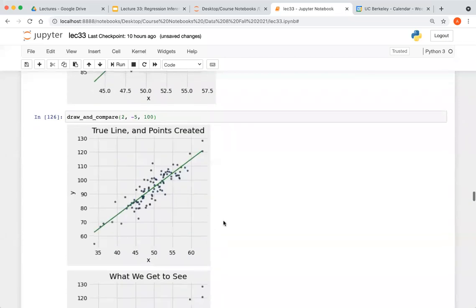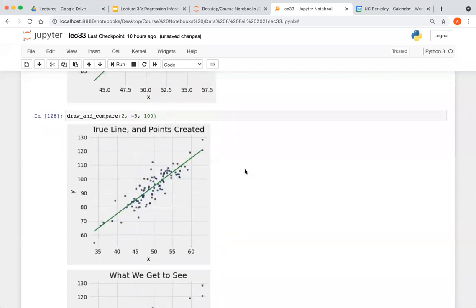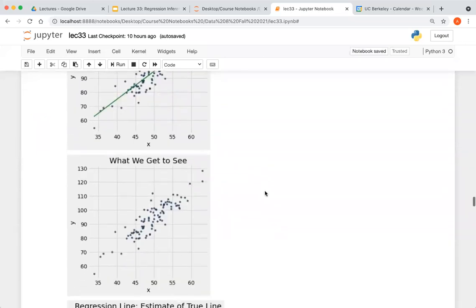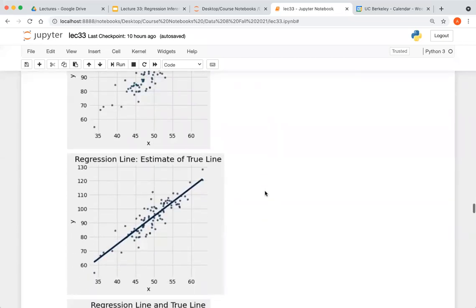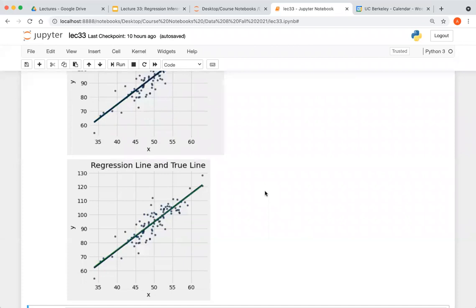Okay, so with 100 points, there's your true line. I'm keeping the true line the same. It's still slope 2 and intercept -5. And now we have 100 points. And so this is what we get to see. This looks like a very typical linear scatter diagram. So we put our regression line through it. And wow, it's almost indistinguishable from the green line. It's almost indistinguishable from the true line. What is that telling us? That is telling us that our regression estimate is a pretty good estimate of the green line. So of what we call the true linear relation between the two. It's a pretty good estimate of that.